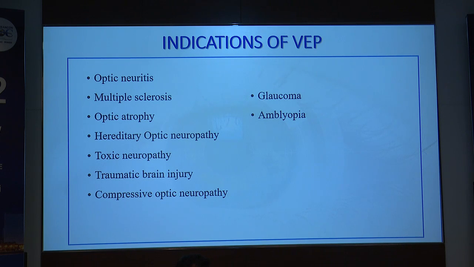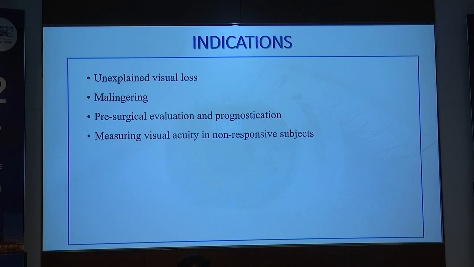So what are the indications of VEP? Optic neuritis, multiple sclerosis, optic atrophy, hereditary optic neuropathies, toxic neuropathies, traumatic brain injury, compressive optic neuropathy, glaucoma, amblyopia. Additionally, it helps us to evaluate any unexplained visual loss, malingering, pre-surgical evaluation and prognostication of cases, and measuring the visual acuity in non-responsive subjects.